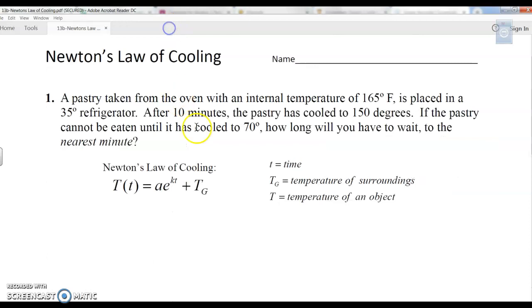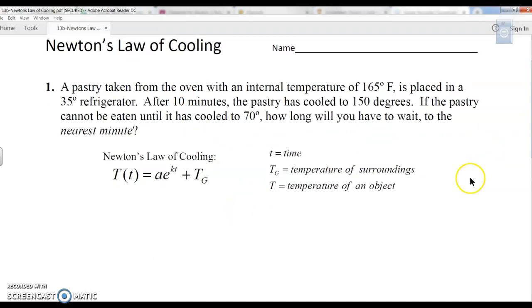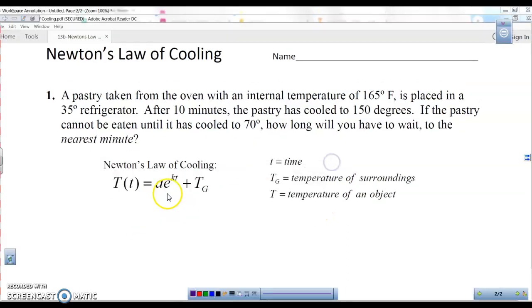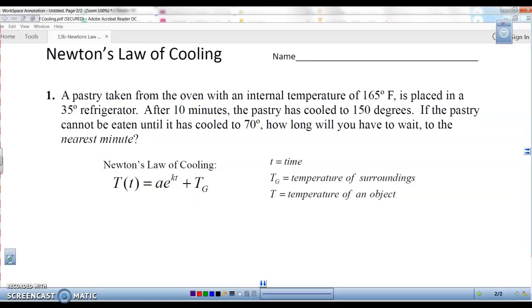Okay, so let's take a look at the example here. We're going to do this example together, and the other one you can do on your own. A pastry taken from the oven with an internal temperature of 165 degrees is placed in a 35-degree refrigerator. After 10 minutes, the pastry is cooled to 150 degrees. If the pastry cannot be eaten until it has cooled to 70 degrees, how long will you have to wait to the nearest minute?